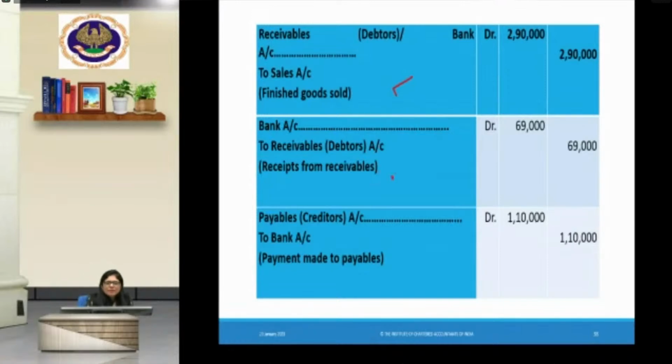Bank account debit to receivables. So this is the sales entry. Debtors account debit to sales, and sales will go to P&L. Clear? Creditors debit to bank, so payment made to the creditors. I hope you must have understood this. Yes. Yes. Directly transferred to costing.